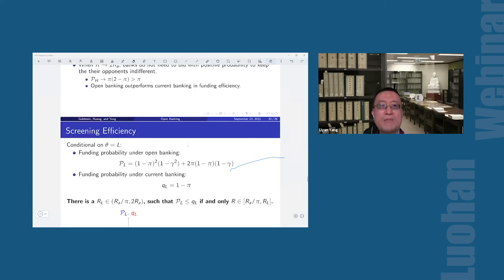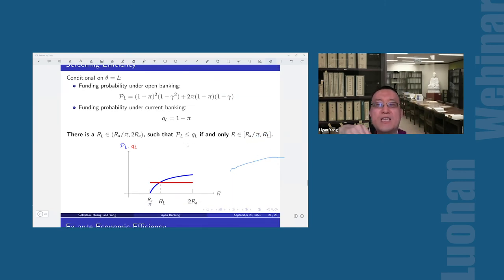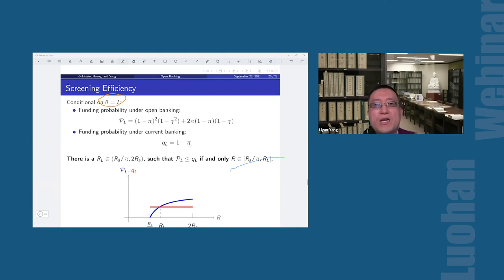And we can also think about the screening efficiency. Screening efficiency is very, very similar. Suppose this product is bad, is low quality. Now, you don't want this product being funded. Let's compute the probability of the product being funded under the current system. Again, the monopoly bank will bid only if it sees a good signal. Remember, the signal: the probability that S1 equals H given theta equals L is 1 minus pi, and the probability that S1 equals L given theta equals L is pi. So the bank will bid only if it sees a good signal. Given this product is bad, the probability is 1 minus pi. So the funding probability under the current banking system is 1 minus pi.